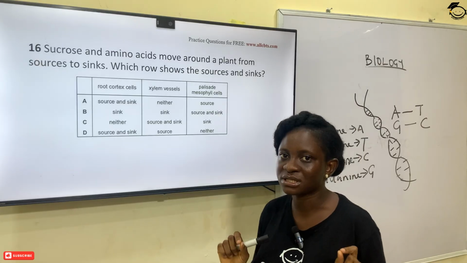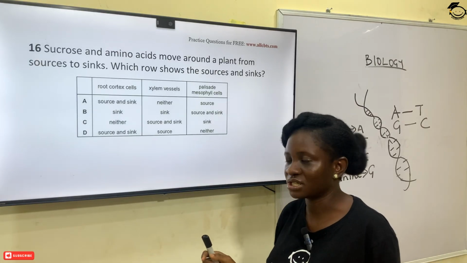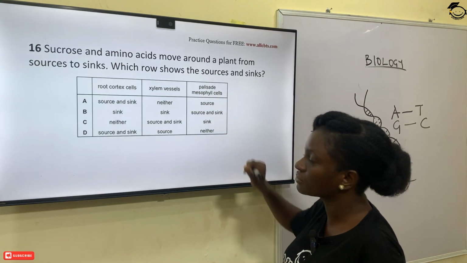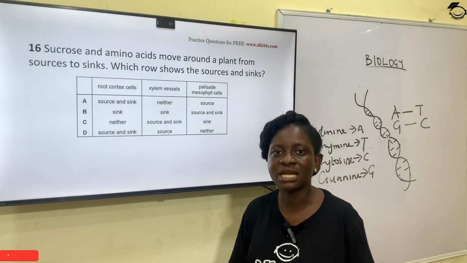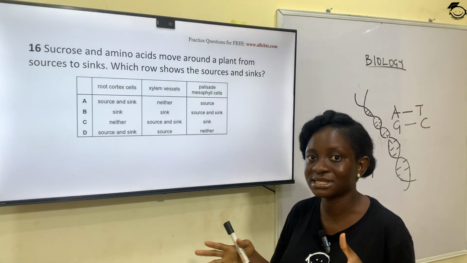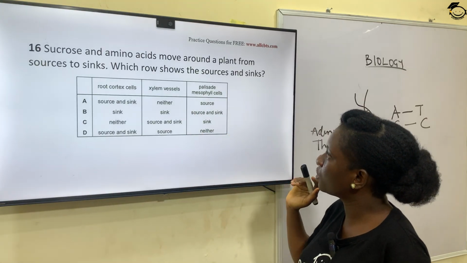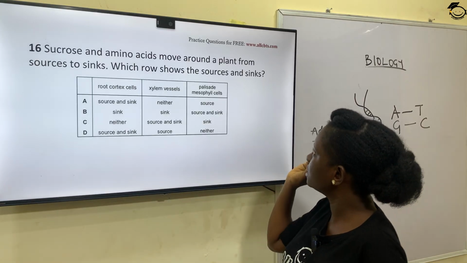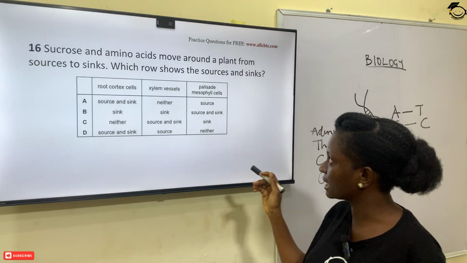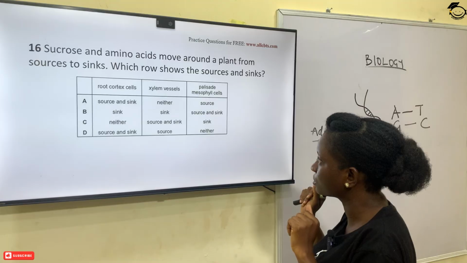Xylem vessels only transport water. It's phloem that transports food. So the palisade mesophyll cells present in the leaf produce food. That means they are source. So from the table here, which row shows the sources and sink, that's produce and also stores?